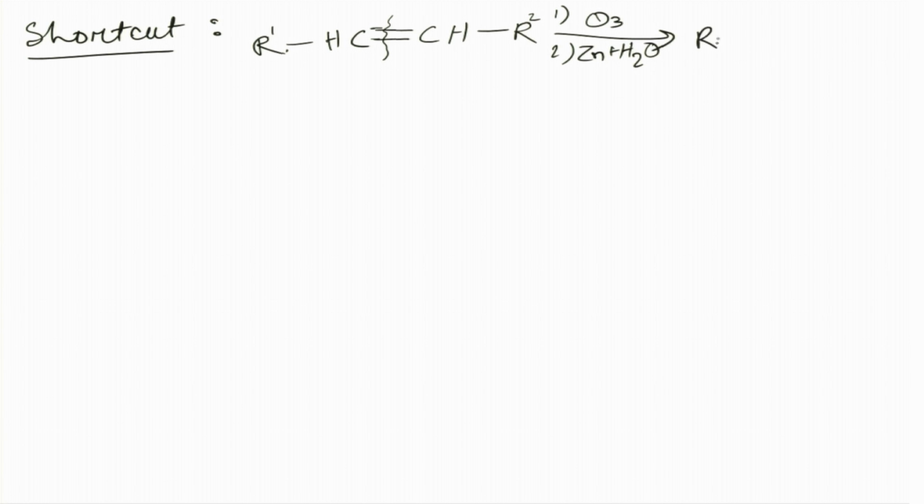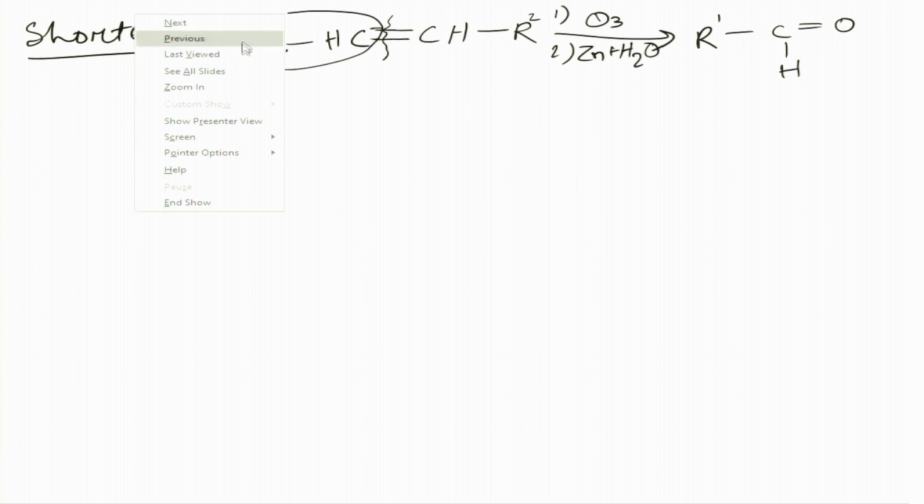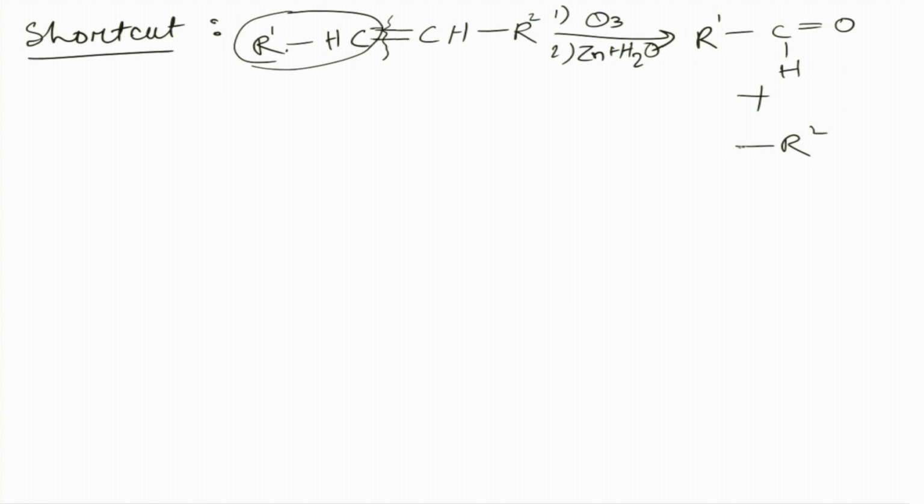So the first fragment is R1CH double bond O. This is one fragment, and the second fragment is R2CH double bond O. This is the second fragment. Okay. Now let's just see one example.